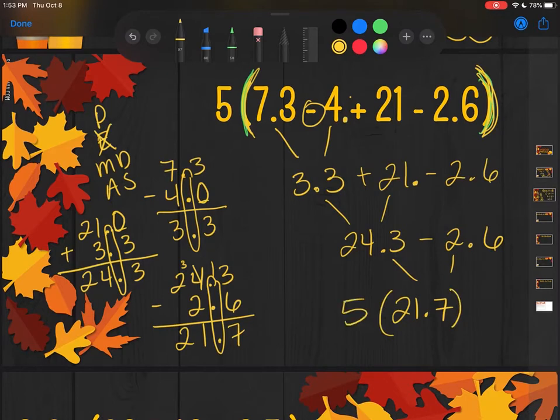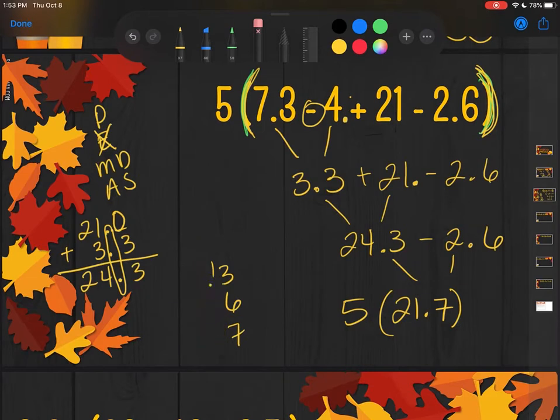So now it's parentheses and then 5 on the outside, right? So that means 5 times 21.7. Let me erase this so we have some room. So now we've got 5 times 21.7. So I'm going to do 21.7 times 5 as my last step.